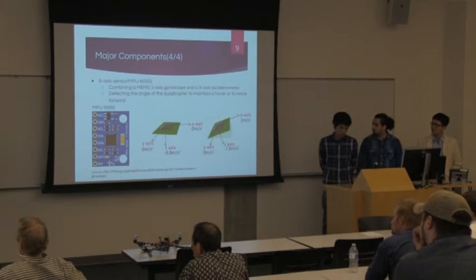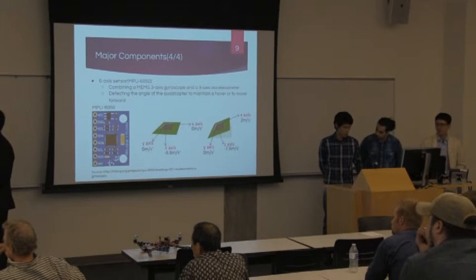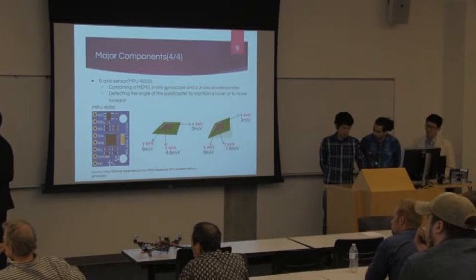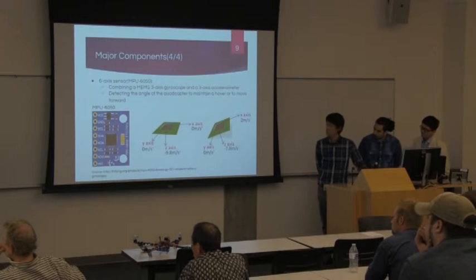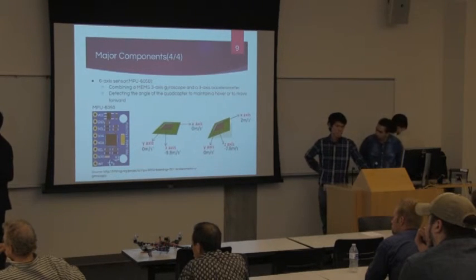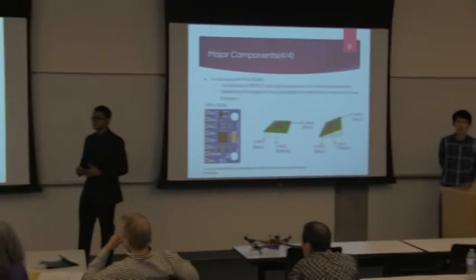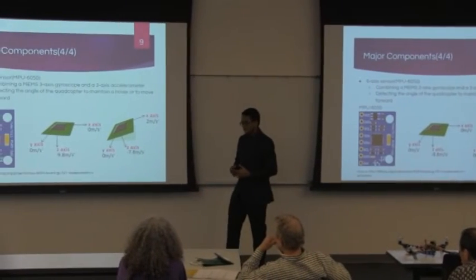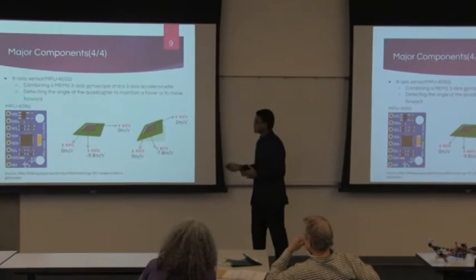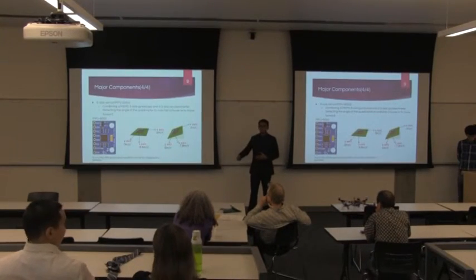So in this project, we used the MPU6050, also known as the six-axis sensor, to send the sensor data to the Arduino loop. The six-axis sensor is the combination of a three-axis accelerometer and a three-axis gyroscope. We use this to detect the angle of the quadcopter to maintain the hover or to move forward.